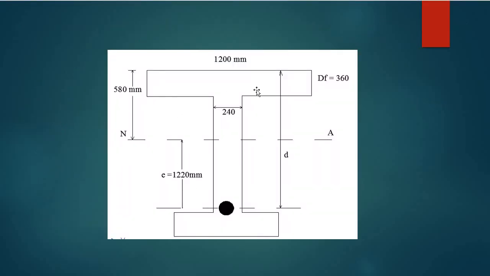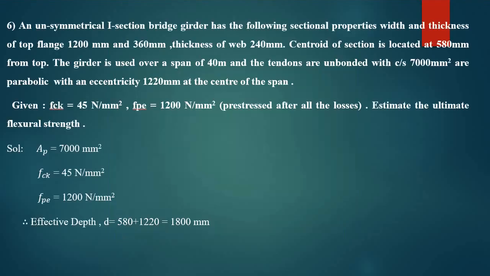You can see here it's an unsymmetrical section. Neutral axis is at a distance of 580 mm. Width of the flanges 1200 mm. Thickness 360. Thickness of the web is 240. Eccentricity is 1220 mm. Okay, like this, by using the data we can draw a diagram. Next, in the solution we will write down all the data, that is AP equal to 7000 mm square, FCK 45 Newton per mm square, FPE 1200 Newton per mm square.